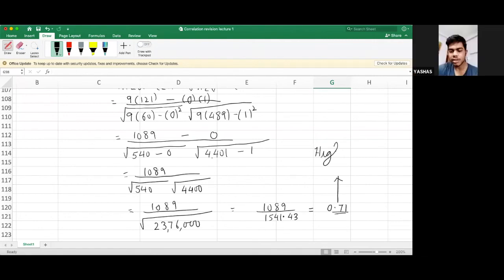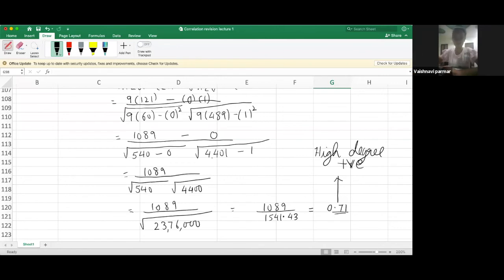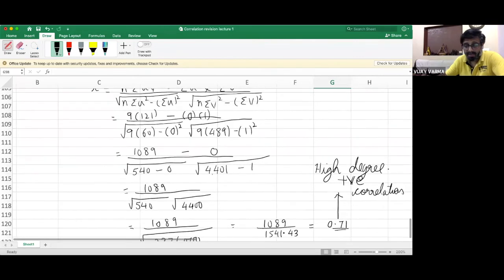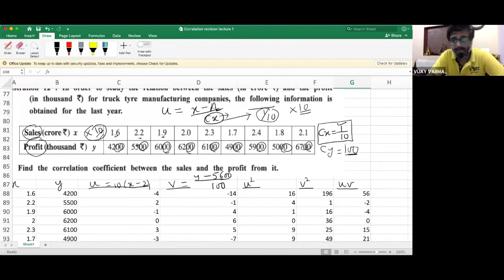Here we will say it is high degree positive correlation. All of you will write this in the conclusion. Thus, there is high degree positive correlation between which two variables? Between sales and profit. This concluding statement will come: there is high degree positive correlation between sales and profit.